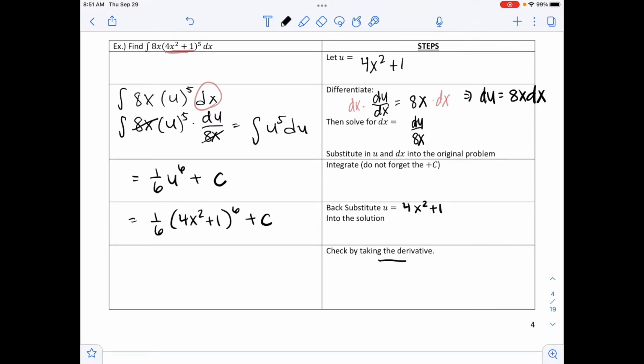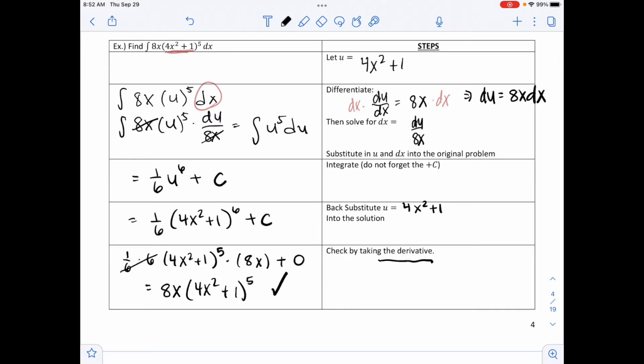To check, we take the derivative. So 1/6 times 6, using that power rule, and keeping that inside function the same by the chain rule, times the derivative of the inside, which would be 8x. And then the derivative of c is just going to be 0. You'll notice that your 6's are going to reduce, and we end up with 8x times 4x squared plus 1 raised to the 5th power, which checks. That was what we were given up above.